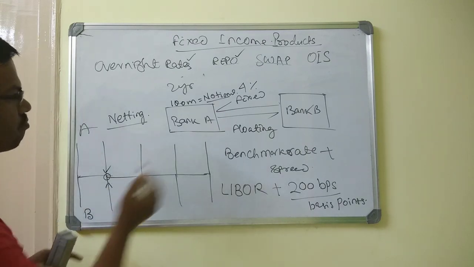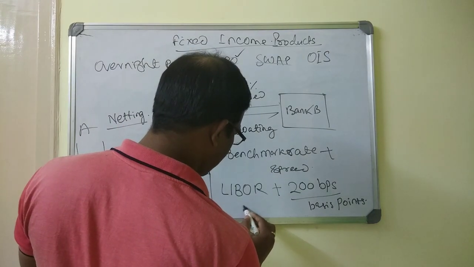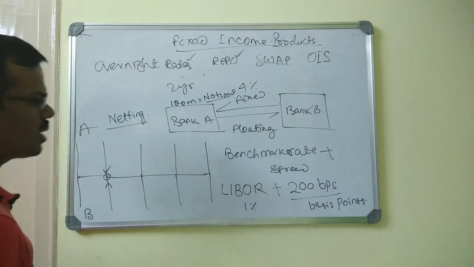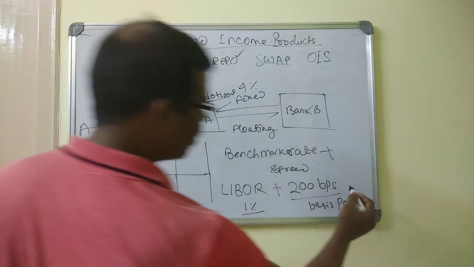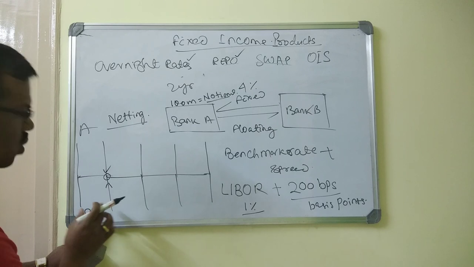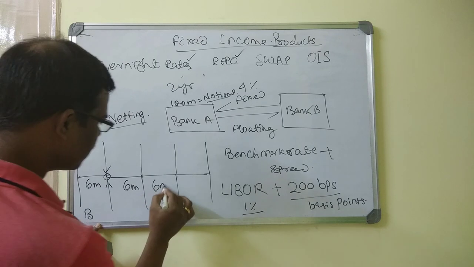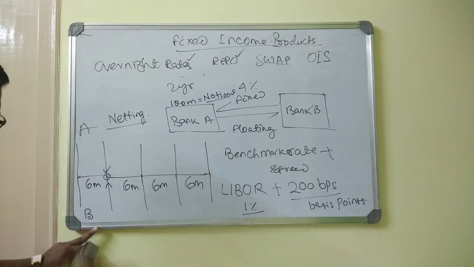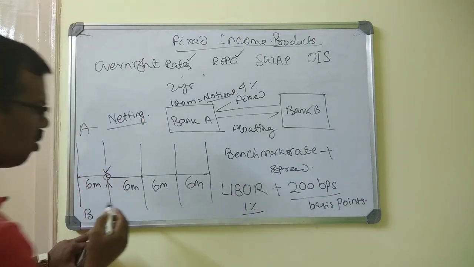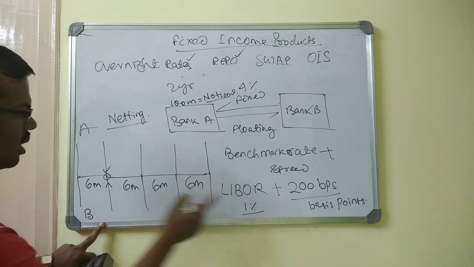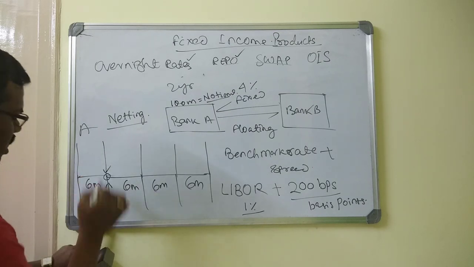For example, let's say the first LIBOR is something like 2%, or say 1%. We'll start from 1%. If LIBOR becomes 1%, what happens? The total rate becomes 3%. This is normally annualized. Let's say it is 6 months, and it's a 2 year period. So for the first 6 months, LIBOR is 1 plus 2, that is 3%, so obviously it will be 3% divided by 2, that is 1.5% of the notional, because we are talking about only 6 months.